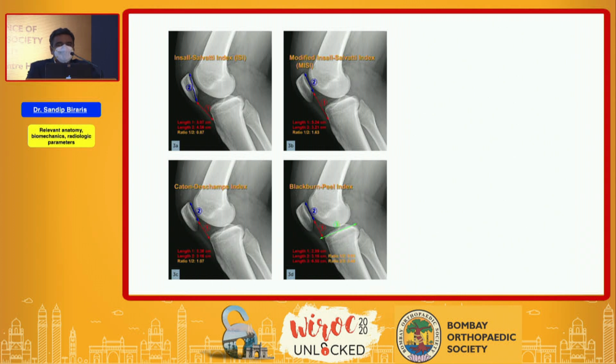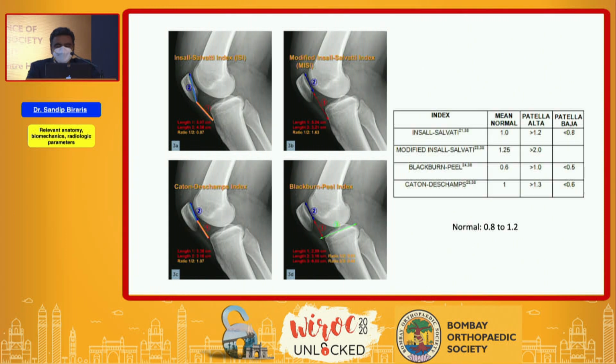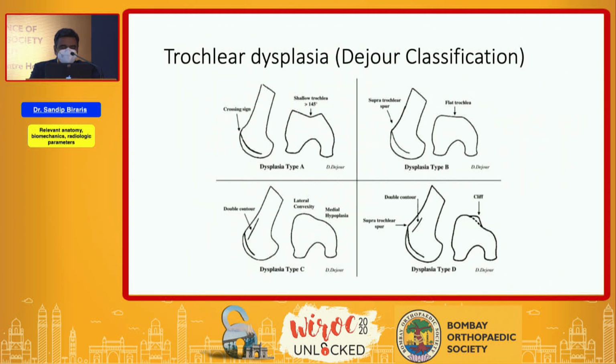And there are various other indices which are taken on the lateral radiograph of the knee, most common being the Insall-Salvati index and the Caton-Deschamps index. These indices usually range from 0.8 to 1.2. Anything beyond that is considered abnormal.